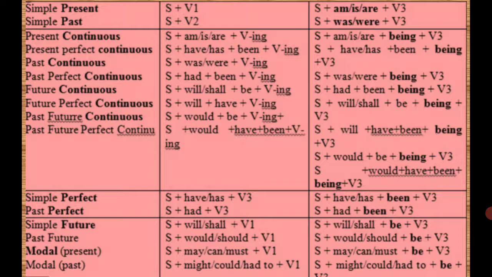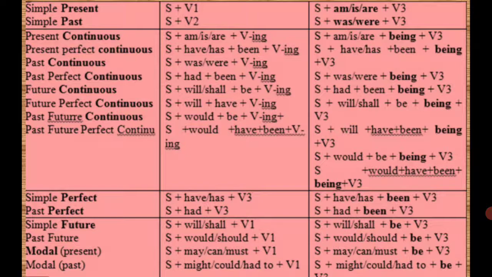Simple present tense: subject plus am, is or are plus the verb in third form. Why am? If the subject is I, it should be am. If the subject is singular, it should be is. If the subject is plural, are. What about the past tense? In passive voice, if the subject is singular, in past tense it should be was, and if plural it should be were.